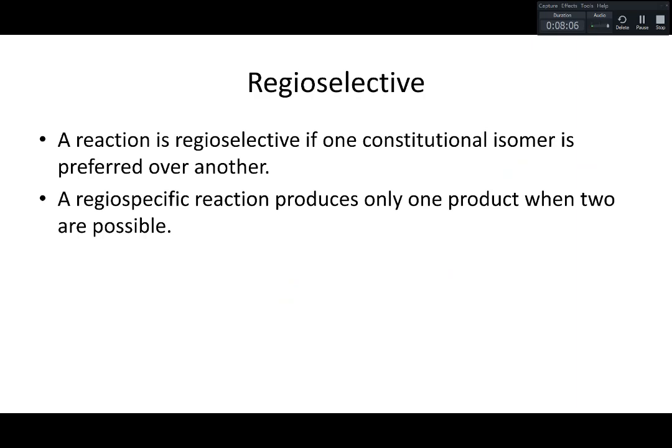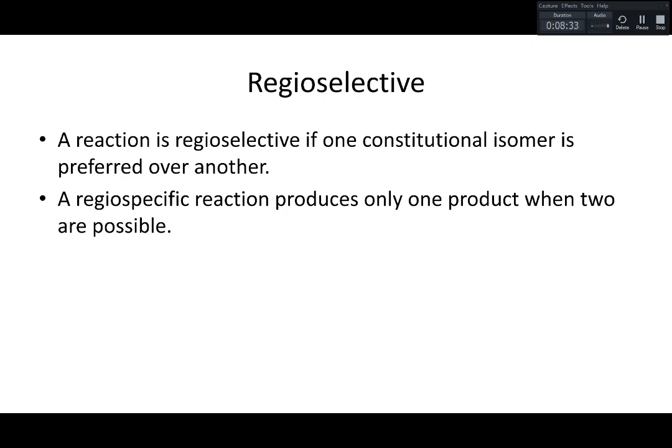The one is regioselective. One constitutional isomer is preferred over another, and we'll talk about that. And then a regiospecific reaction is when you have the possibility to make two products, but you only get one, or three products and you only get one, when a specific product is the product of the reaction.